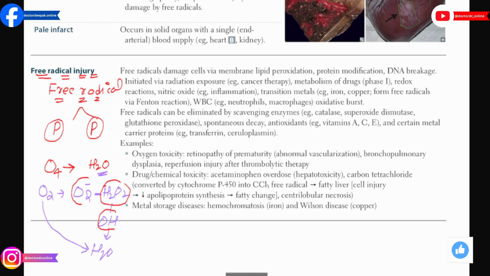Then also there are examples of pathological free radical production. What are the examples in which free radicals are produced pathologically? First of all, you can take the example of ionizing radiation. Then after that, if you take the example of inflammation, in inflammation also free radicals are produced pathologically. Then also there are some metals like copper and iron. Copper and iron are also going to produce free radicals by a pathological mechanism. Then also we have certain drugs, like if the person is using acetaminophen, acetaminophen is going to produce pathological free radicals. You have to keep this in mind. So these are the examples of physiological and pathological.